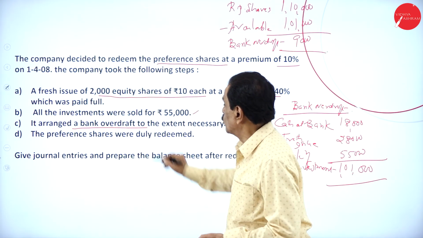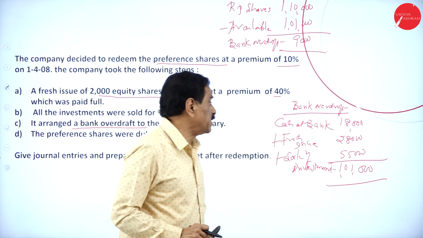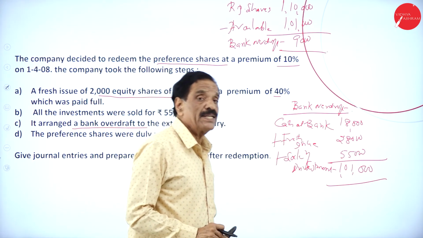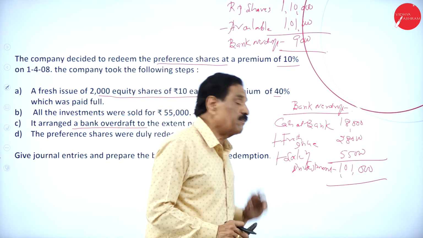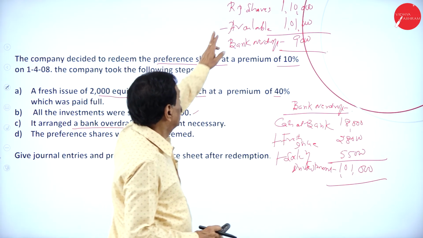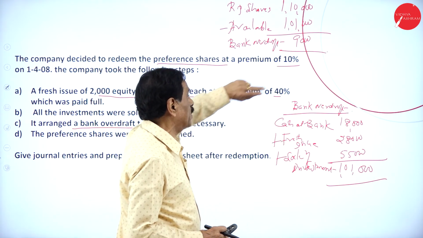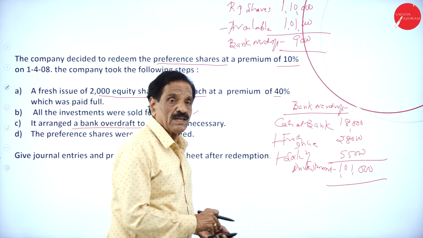Do you understand? If you want, I can repeat this. 2,000 equity shares of 10 each here now. Your cash at bank is 18,000. Fresh issue 28,000. Sale of investment 55,000. How much available? 1 lakh 1,000 is available. So 1,10,000 you have to pay. How much available? 1,01,000. Your bank overdraft is 9,000.